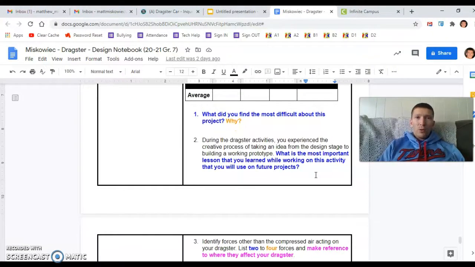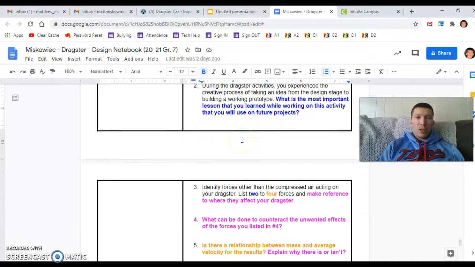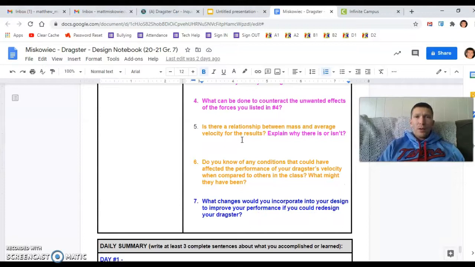What did you find the most difficult about this project and why? That's just question number one. There are, I believe, 7 of them. And again, they're color coded. So you can see the pink ones are aspire to do, and you can see certain sections are pink. Certain sections are this orange color, which is should do. And then the blue colored questions are the must do.